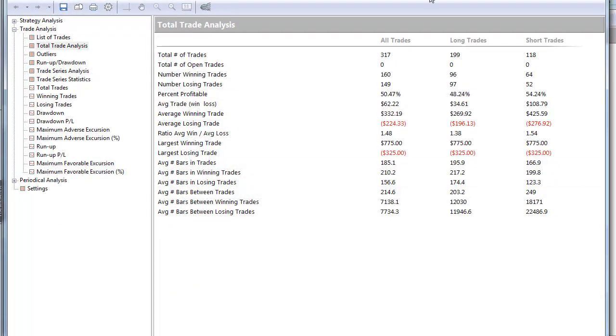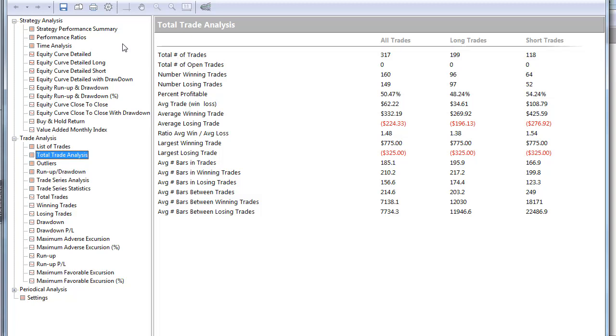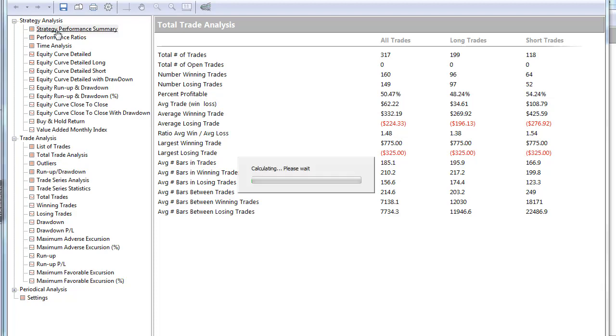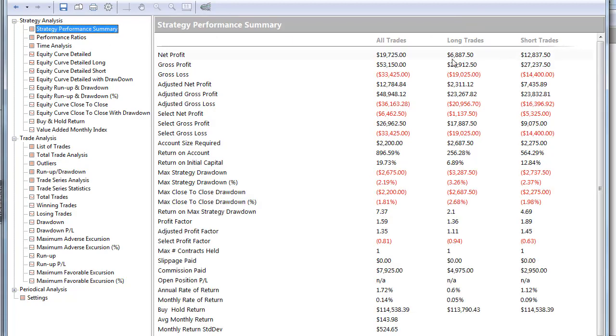Taking a look at gap continuation 2B backtesting. 317 trades, average trade profit 62. Much better on the short side on this strategy. So you have to be careful when you adjust things. You don't want to bias them too much, and that's my hesitation to make too many adjustments. Let's look at the performance summary here.